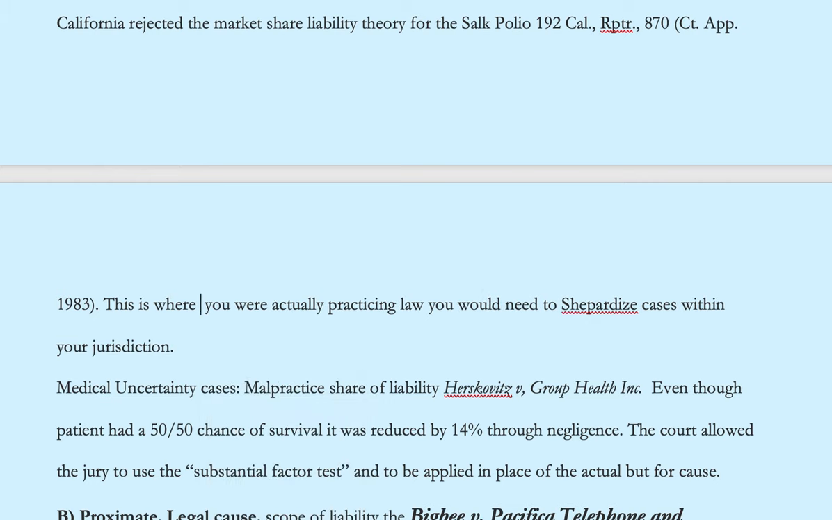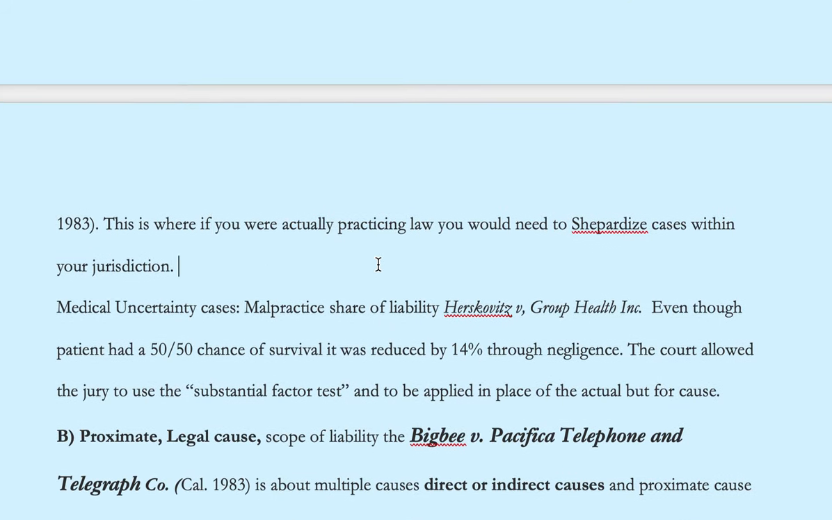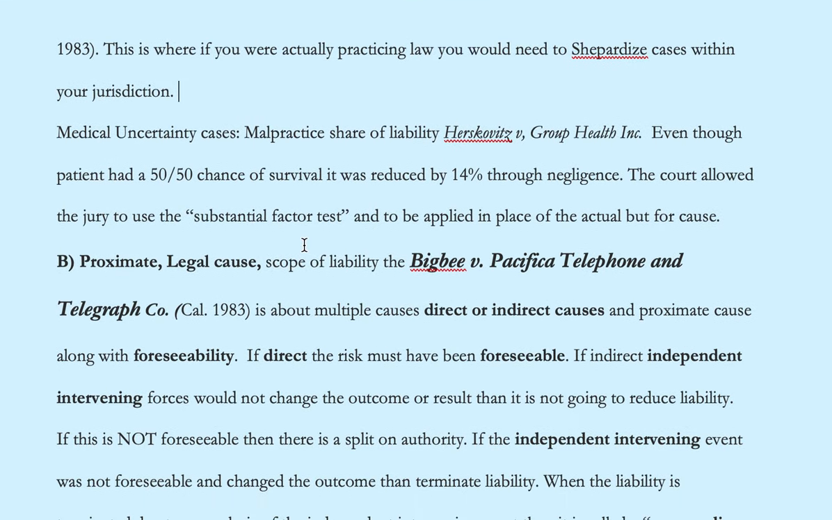So this is where, if you're actually practicing law, what you want to do is shepherdize your cases and then look at other relevant cases. Shepherdizing is simply looking at the case history, looking at the most recent history, and then looking at cases as close as you can to your jurisdiction, where the court has authority.